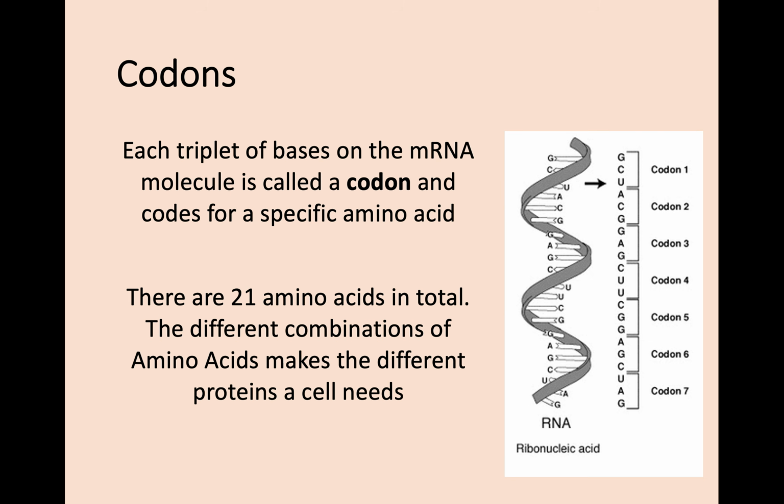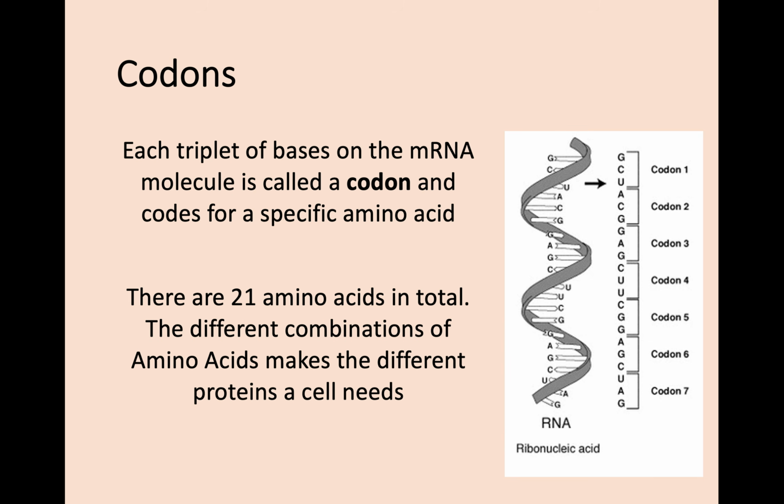So I mentioned codons there. Codons are each triplet of bases. So every 3 bases makes a codon on the mRNA strand. What these 3 bases or triplets do is they code for a specific amino acid once we go into translation. You don't need to know the amino acids, but there are 21 of them in total, and the different combinations of all these different amino acids, which link together, make different proteins.